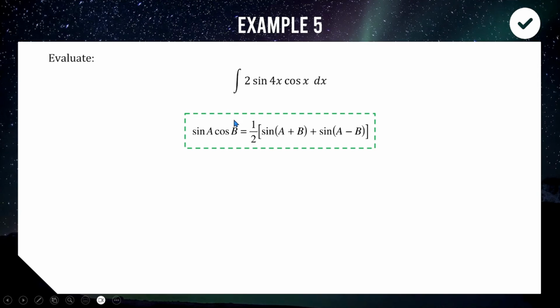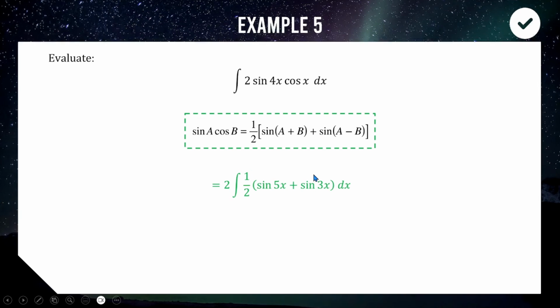So we can use this to turn a product, which is very difficult to integrate, into a sum, which is very easy to integrate. In this scenario, A is going to represent 4x and B is going to represent x. So our first sine is going to turn into 4x plus x, which is 5x. And our second one is going to turn into 4x minus x, which is 3x. So writing that in, I'm just going to put the 2 at the front for now, and then rewriting sine 4x cos x using this identity as a half of sine with the angles plus sine of the angles minus.